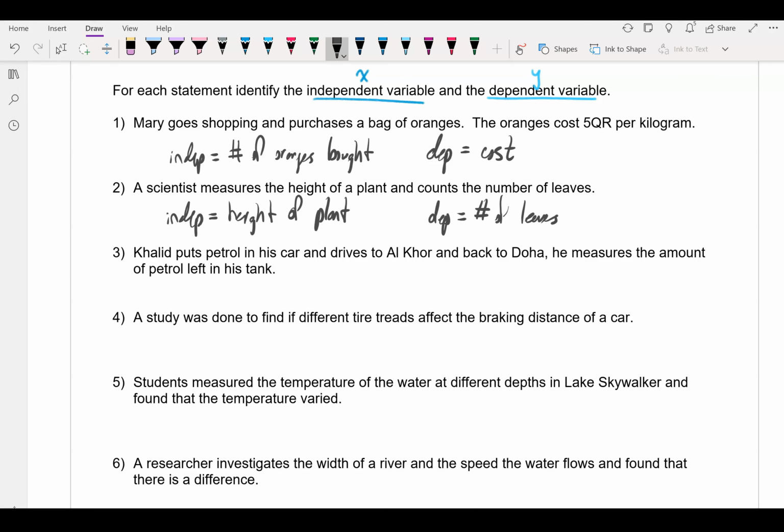So number 3, another question I kept in from Doha. Khalid puts petrol in his car and drives to Al Khor and back to Doha. He measures the amount of petrol left in his tank.